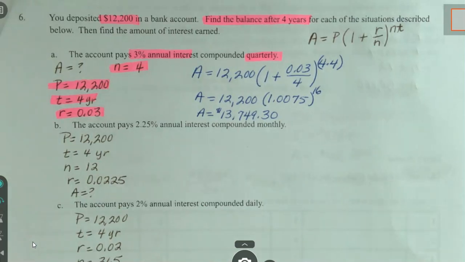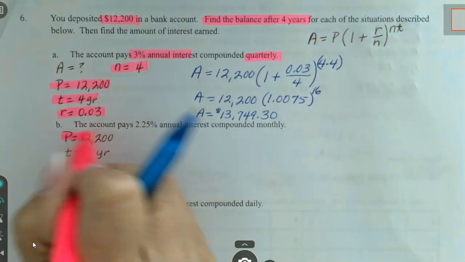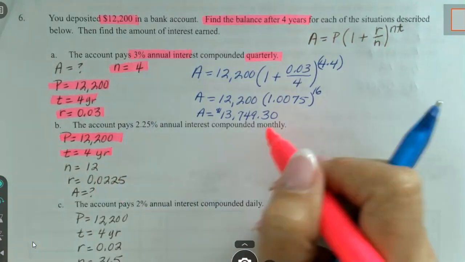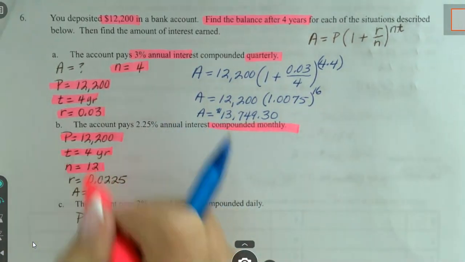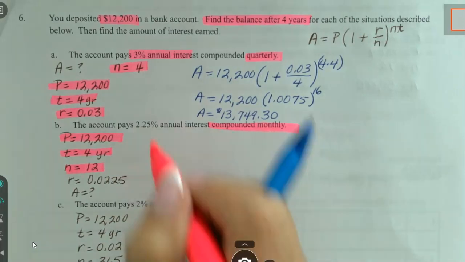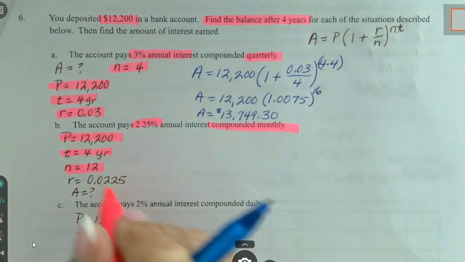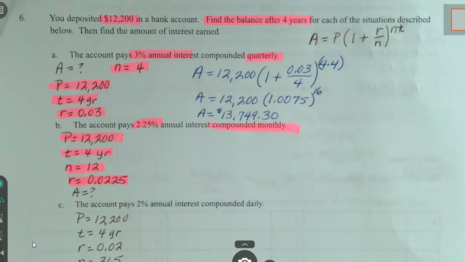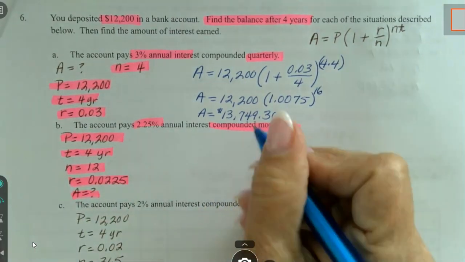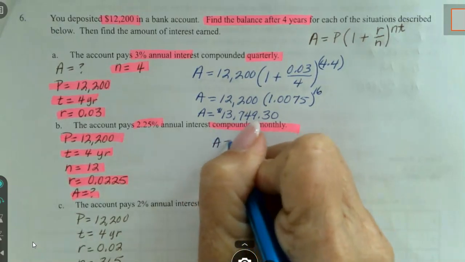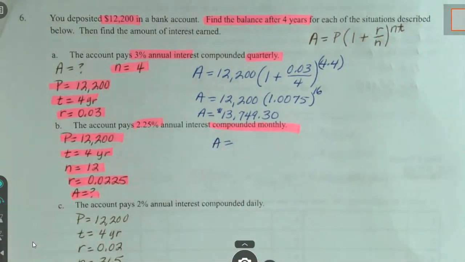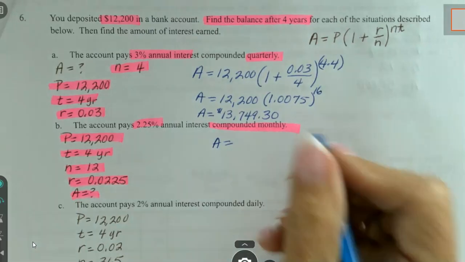Our next problem is we're still going to have the same 12,200, still for 4 years. This time it says it's compounded monthly, which means my N is now going to be 12. My rate is 2.25%, which is 0.0225. And again, I want to know how much money I'm going to have at the end. If you want to, you could pause the video, put the numbers in yourself, maybe even run the problem, and then go back and check.